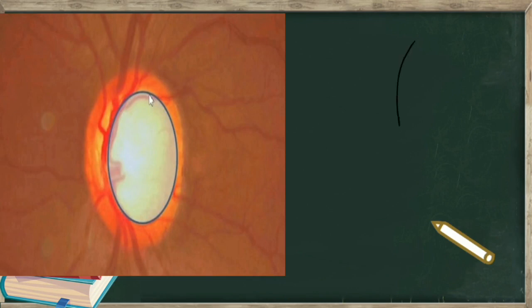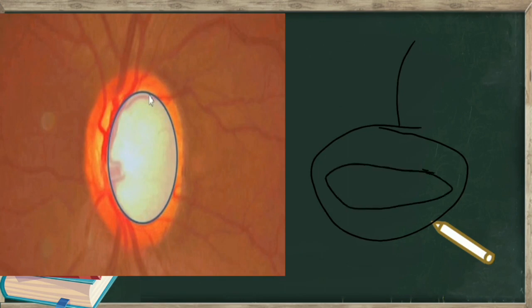Here, if we draw a simple diagram, this is the optic disc and this is the optic cup. It is normally horizontally oval because the nerve fiber thickening is more in the superior and inferior regions, following the ISNT rule: inferior more than superior, more than nasal, more than temporal.